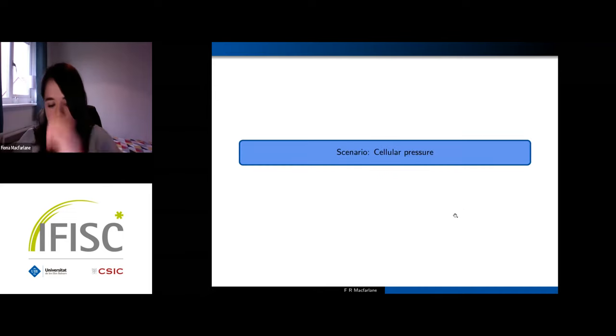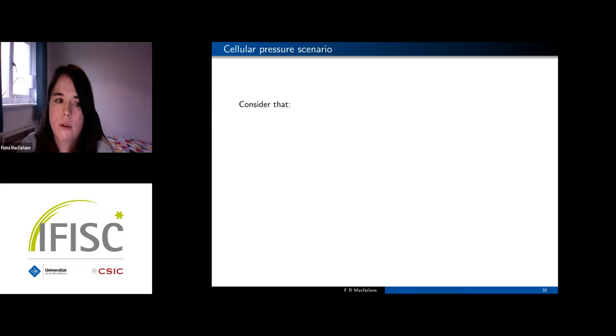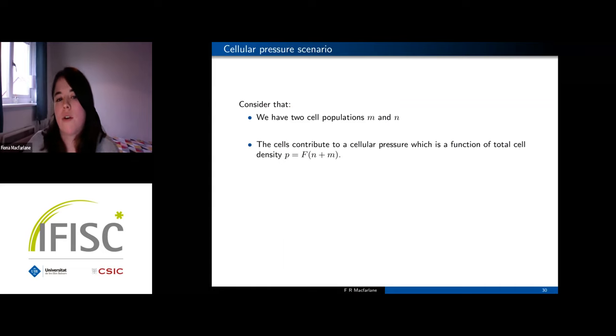So to move on to another case, just to give some examples of the kinds of patterns we can look at with this framework, we're going to focus on a case of cellular pressure instead. So in this case, we're considering that we have two cell populations, M and N, this time. So we're going to have two interacting populations. And both of these populations then are going to contribute to some cellular pressure, which is a function of total cell density. So as before, in the previous case, the cells were producing the gradient of the chemical. In this case, they're going to be producing the gradient of the pressure.